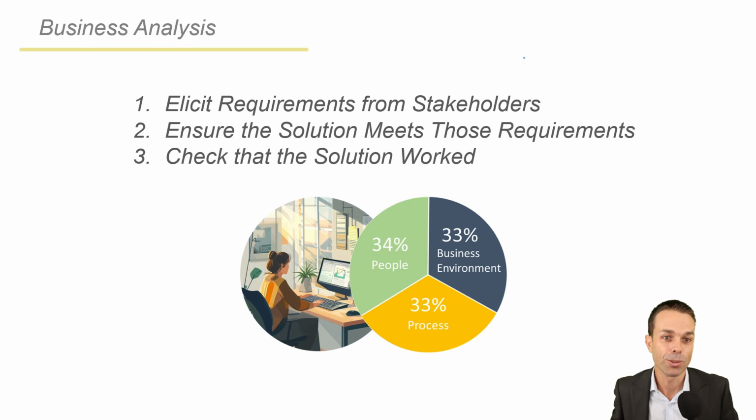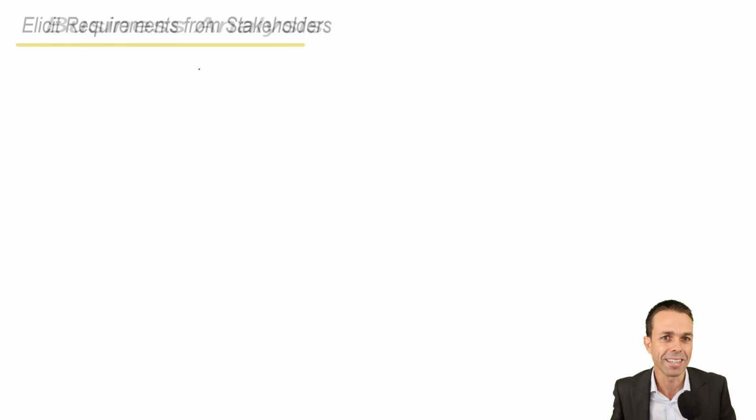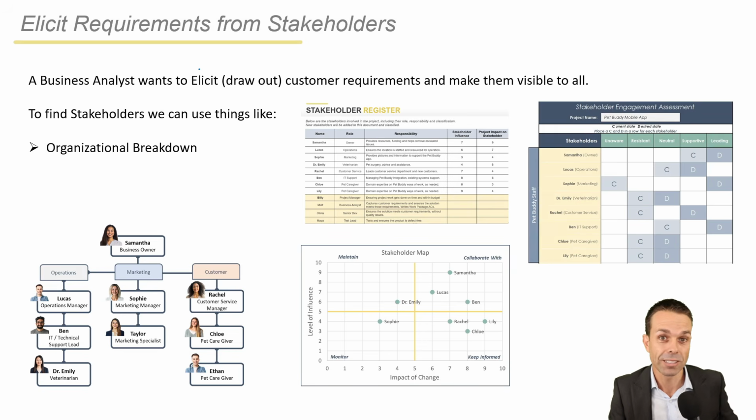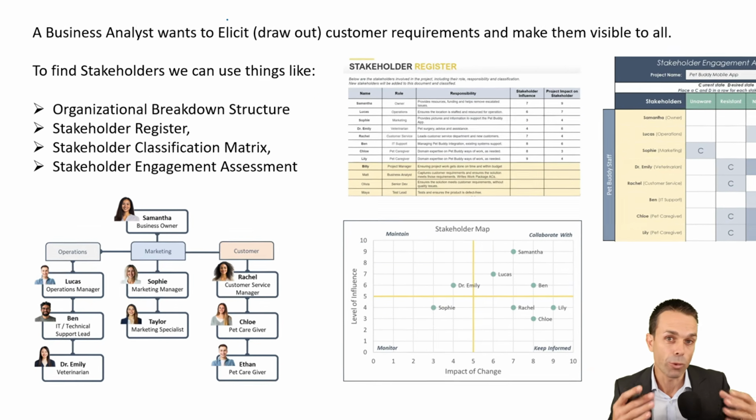But going back to the original 3 things, so the very simple way to describe a business analyst, this is what we're going through in this short video just to keep it nice and easy, nice and short. And the first one is our business analyst elicits or draws out customer requirements and makes them visible to all. And to do that, we need customers, stakeholders, users. We need to gather the right people.